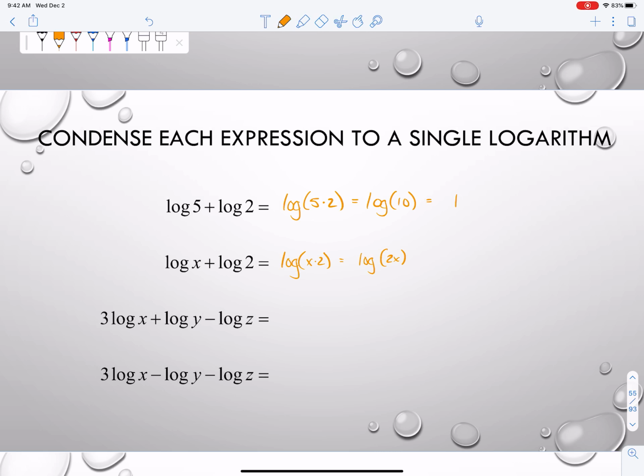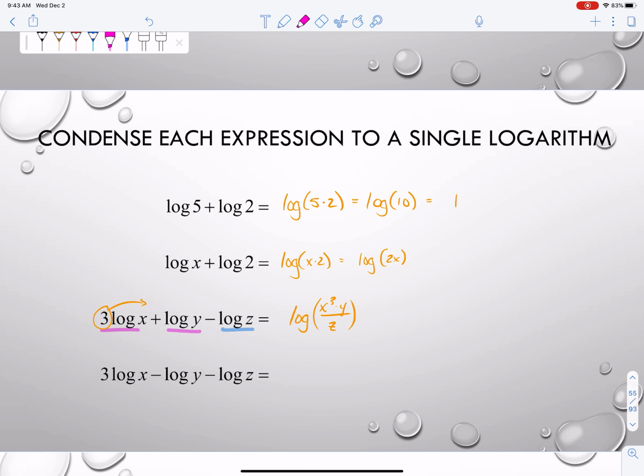Now, in the last one here, I'm going to do a couple things all at once. Anything, like I said, that's positive is going to go to my numerator. Anything that's negative is going to go to my denominator. I'm also going to bring this 3 up as an exponent. I technically need to do that first and then condense it, but I can do it all in one step. So here we're going to get the log of, in my numerator, x cubed times y, all divided by z.